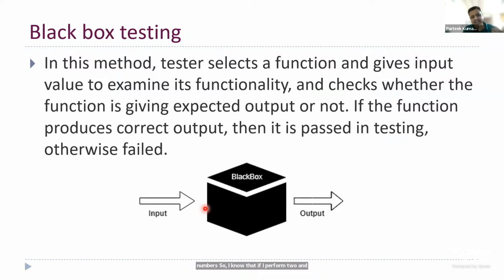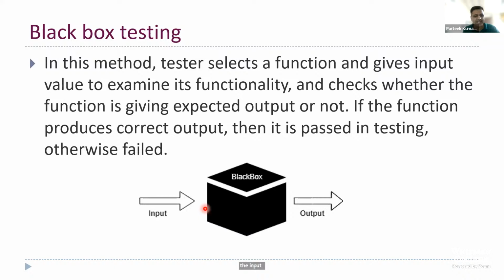Irrespective of whether I have the code or not, I can check that if this is a function to add two numbers, and my input is 2 and 3, the output should be 5. So you provide the input and you check the output. If the output is the same as desirable or expected, then you say that the test is passed or the code is working fine. Otherwise, you can identify the bugs.